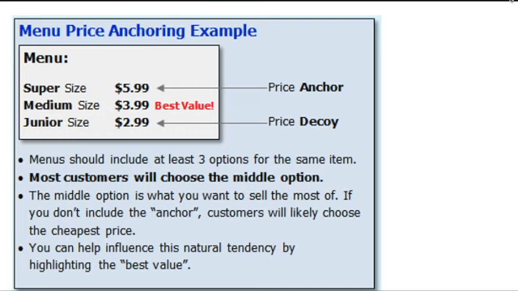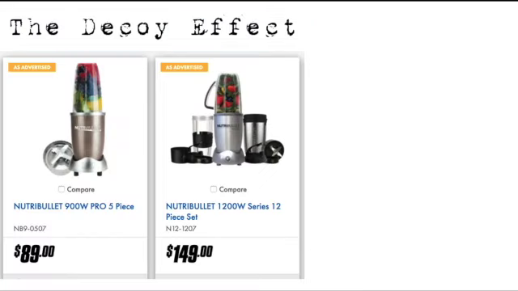And you may see it with regards to cinemas. You go to the cinema, you buy a popcorn, usually the super size is incredibly expensive and people think it's a rip-off, but they're not really attracted to the junior size, so they just instantly go for the medium size. So it can help influence this natural tendency by highlighting what they believe to be the best value, even though they haven't got the information to support it.